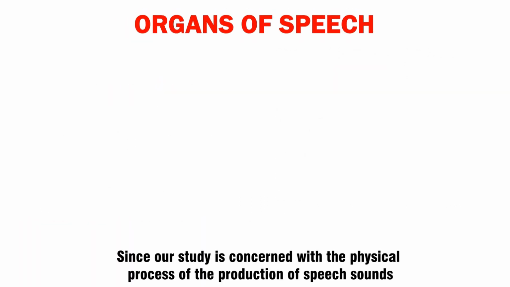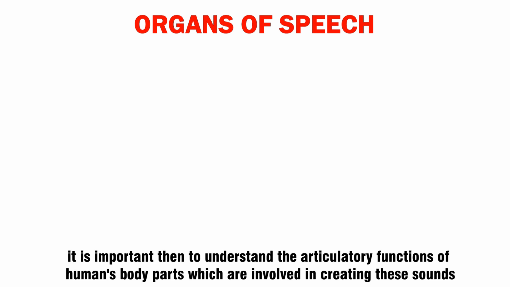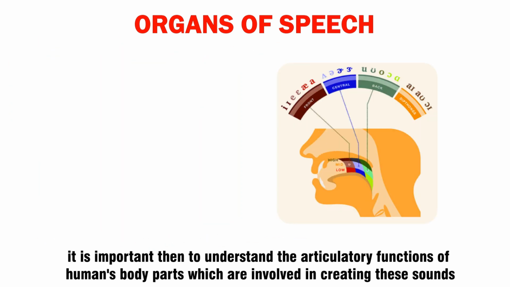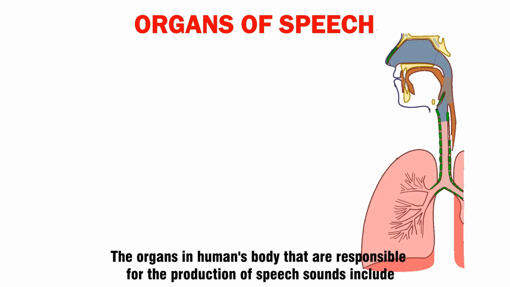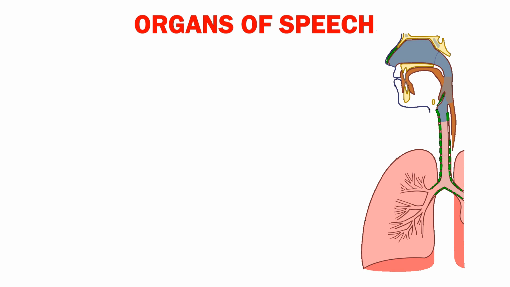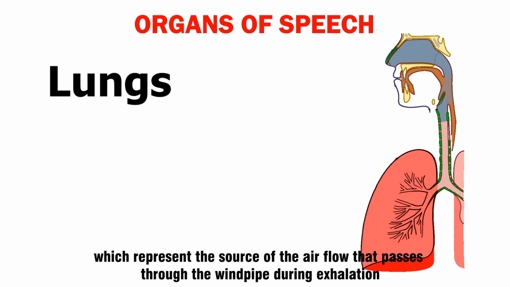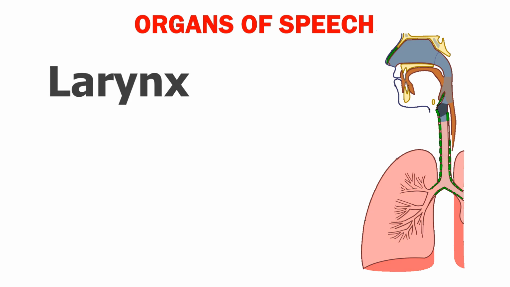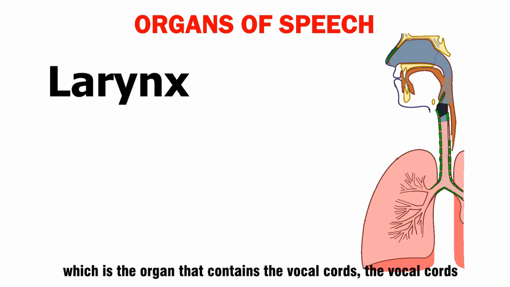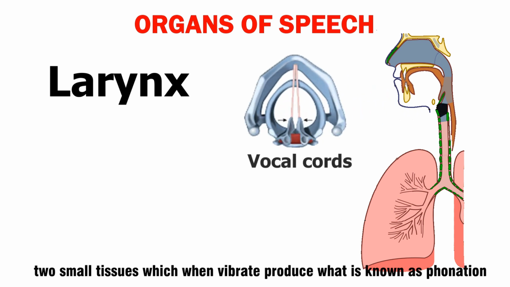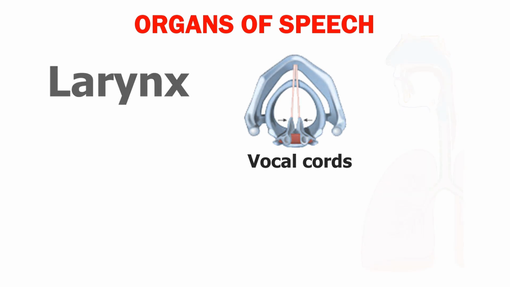Now, since our study is concerned with the physical process of the production of speech sounds, it is important then to understand the articulatory functions of a human's body parts which are involved in creating these sounds. The organs in a human's body that are responsible for the production of speech sounds include, first, the lungs, which represent the source of the airflow that passes through the windpipe during exhalation, and the larynx, which is the organ that contains the vocal cords. And the vocal cords are two small tissues which, when vibrate, produce what is known as phonation.